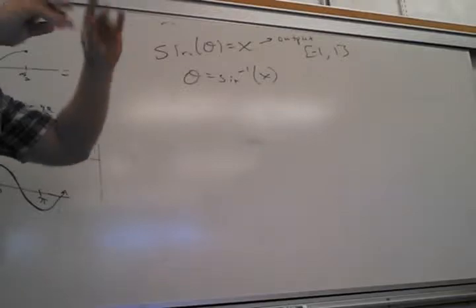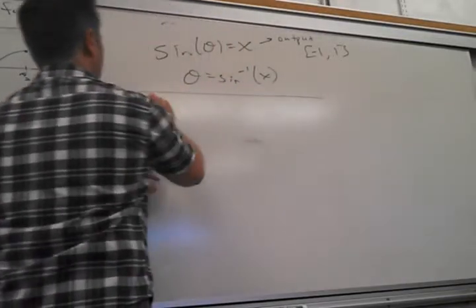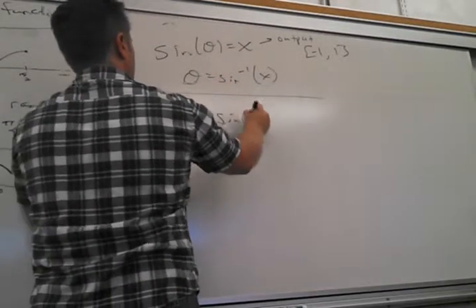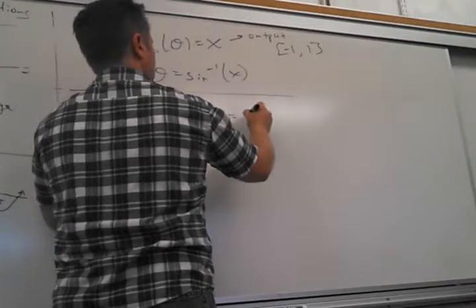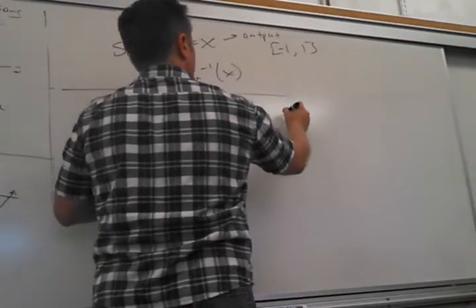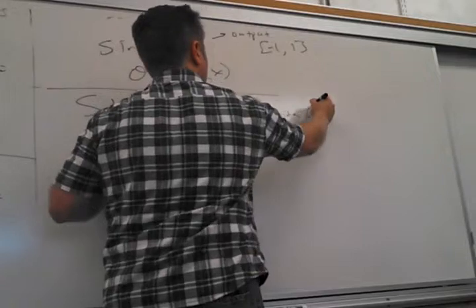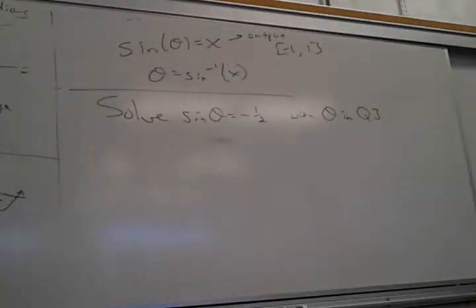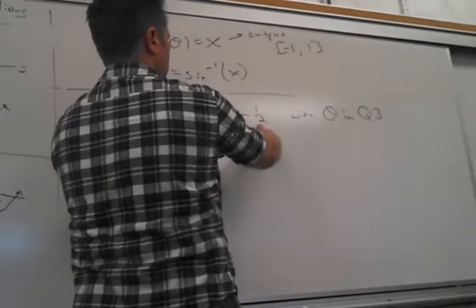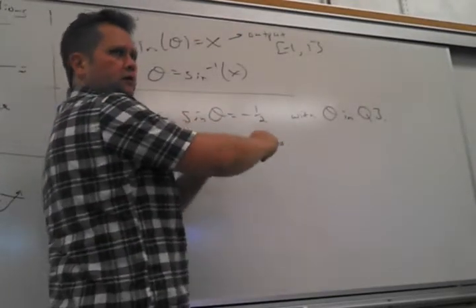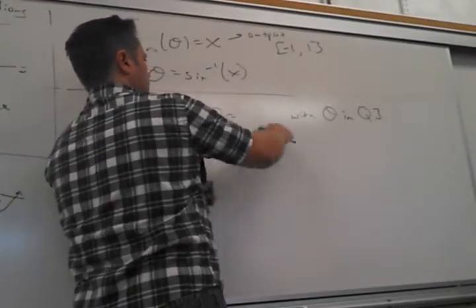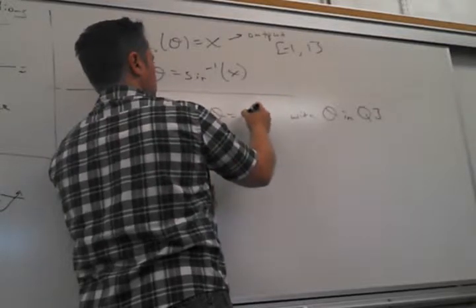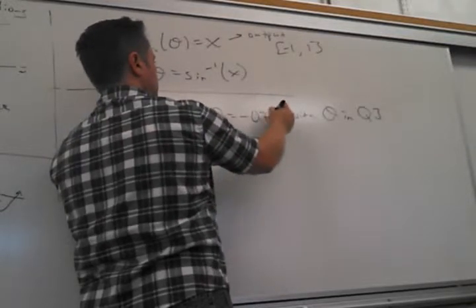So if I said solve sine theta equals -1/2 with theta in quadrant 3, well, that's too easy. You should know what the angle is, right? So let me give you one where I have to use a calculator.